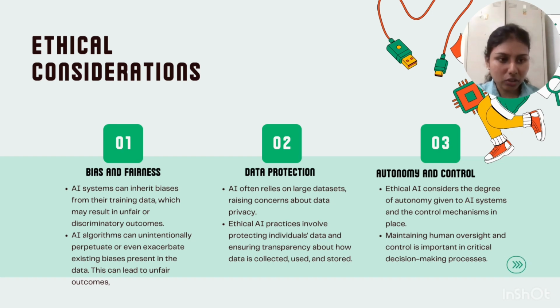Then, autonomy and control. Ethical AI considers the degree of autonomy given to AI systems and the control mechanisms in place. Maintaining human oversight and control is important in critical decision-making processes. Maintaining human oversight is essential to ensure that AI-driven decisions in forensic analysis are reviewed by qualified professionals who can apply ethical and contextual judgment.